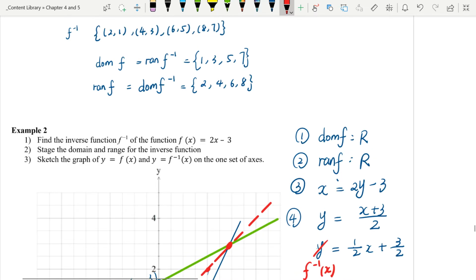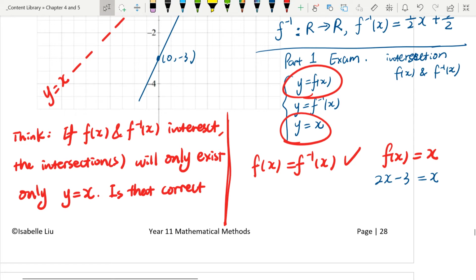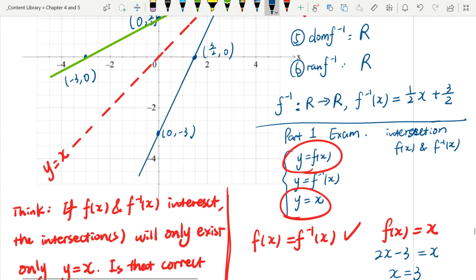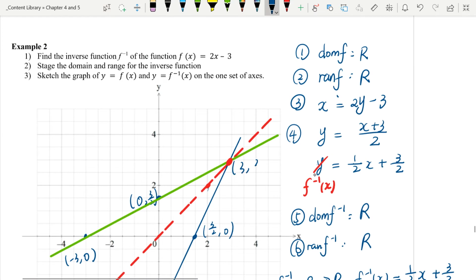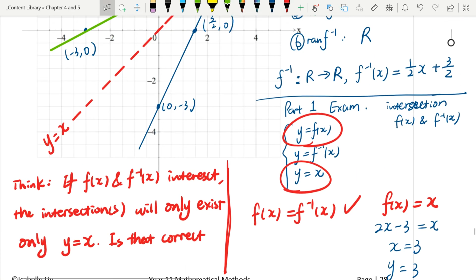So in this question, for example, I have 2x minus 3 as my original function. 2x minus 3 equals x. Rather than put the inverse function next to it, I will just equalize to x. So x equals 3. And you don't need to stop to find y because y equals x. Your y must be 3 as well. So I have really quickly solved out the intersection. This point is (3, 3).